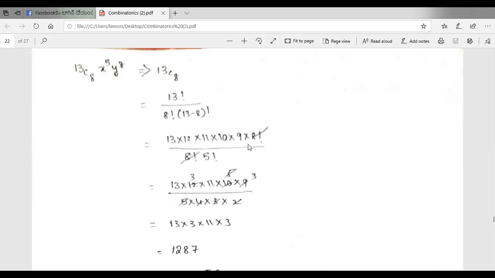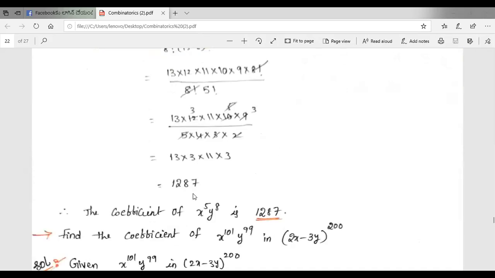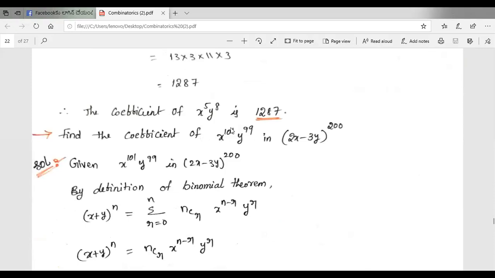8 factorial, 8 factorial cancel. 5 factorial means 5 into 4 into 3 into 2. So when we simplify, we get 1287. Okay? So the coefficient of the given x power 5 y power 8 is 1287. So next one, find the coefficient of x power 101 y power 99 in (2x minus 3y) whole power 200.